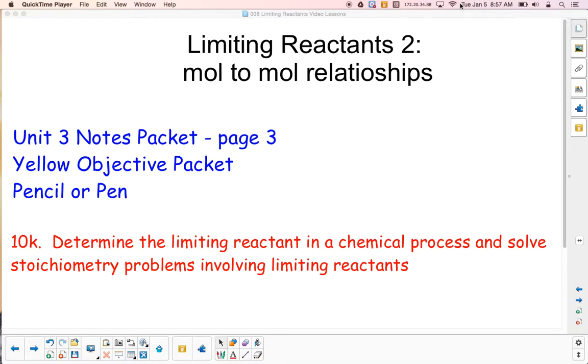Time to take what we know about limiting reactants and have learned from using the lasso method and extend this to a slightly more mathematical approach. We're again going to be working in your notes packet on page 3 and still working on objective 10K, the ability to determine the limiting reactant in a chemical process and solve stoichiometry problems involving limiting reactants.